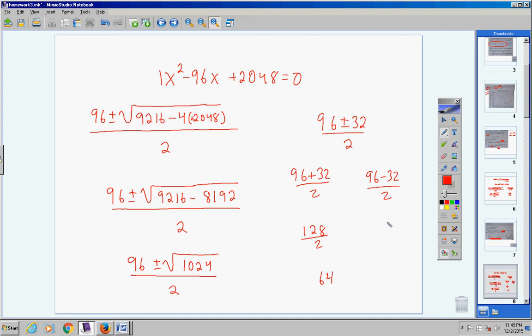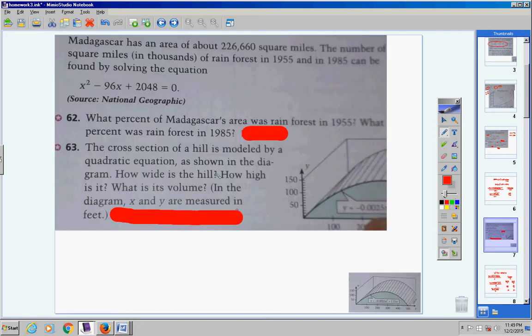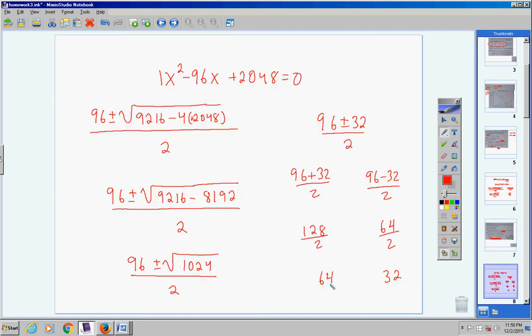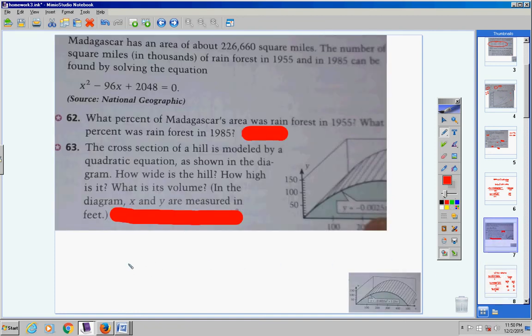96 minus 32 would be 64, divided by 2, which is 32. Now, there's our two answers. Let's go back and read here. It's in thousands. That's what I want to look at. So when you solve this equation, you're coming up with 64,000 and 32,000. Alright? 64,000 and 32,000.